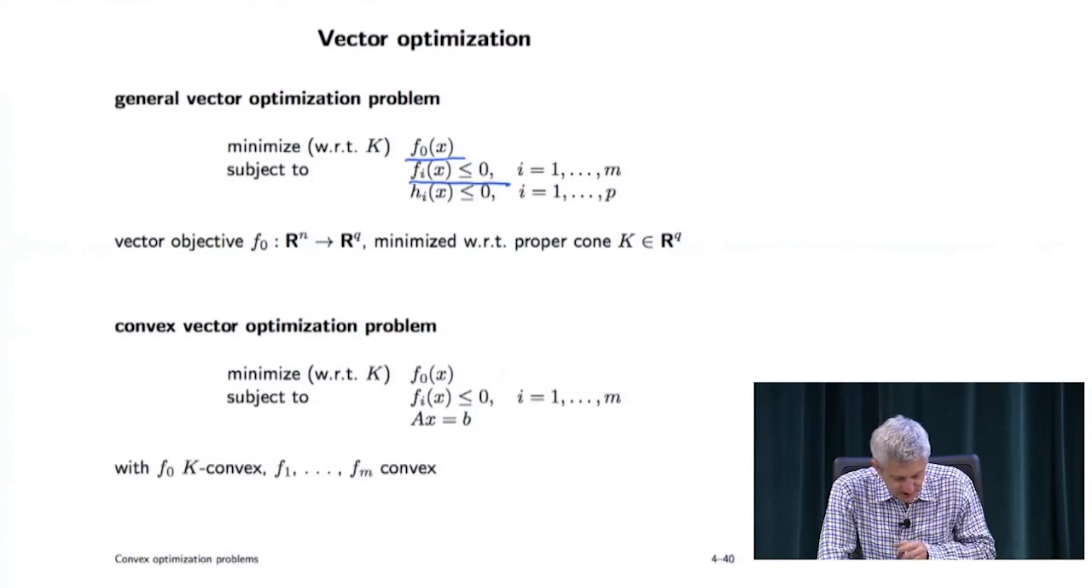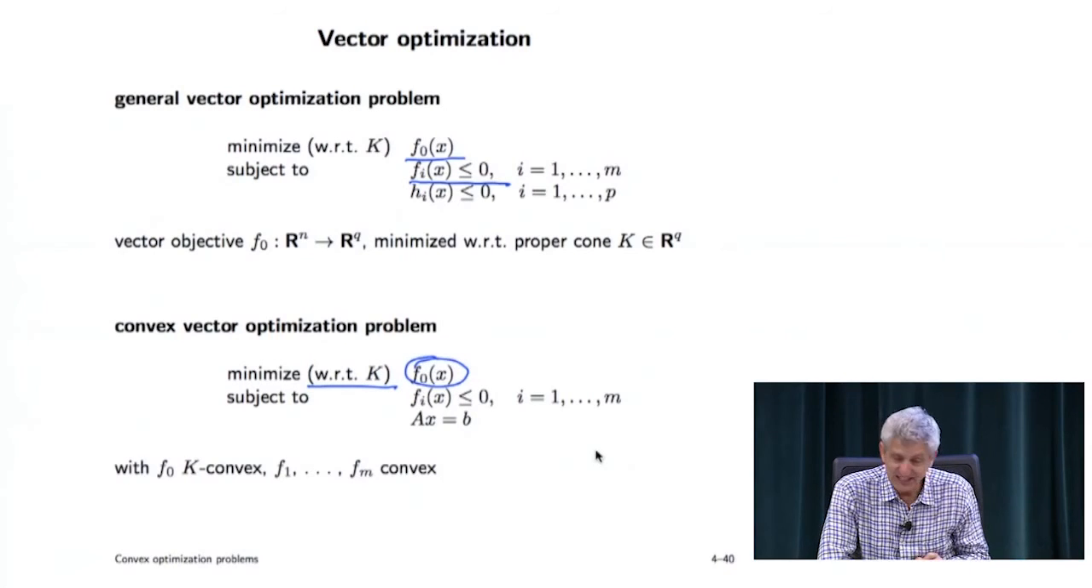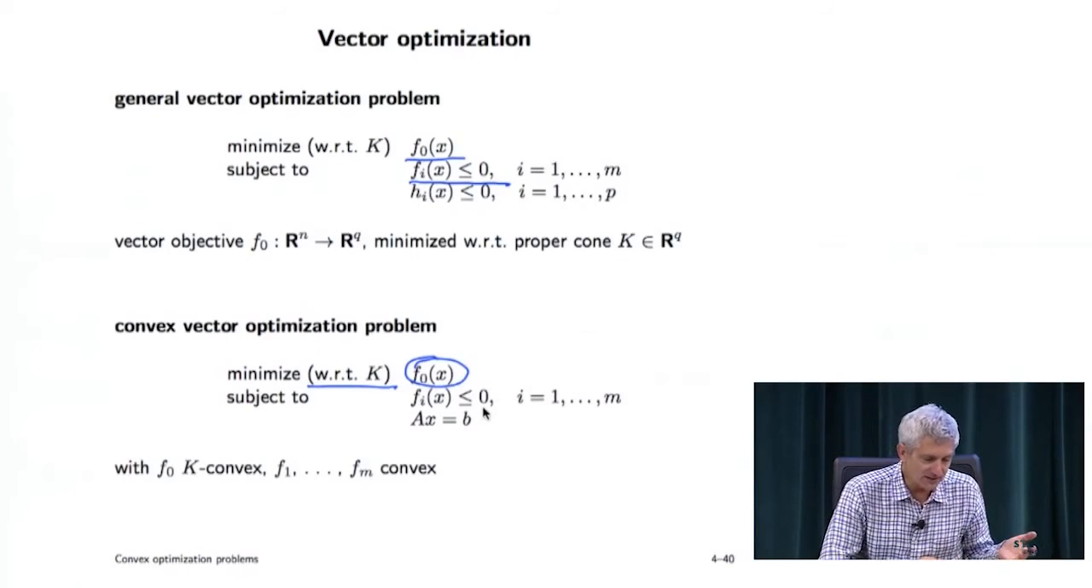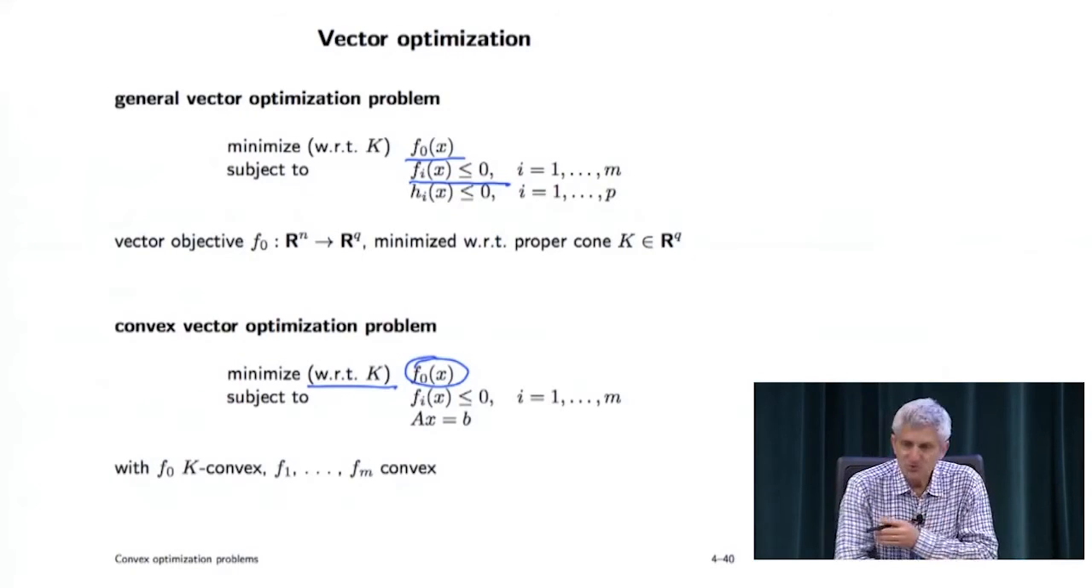So a convex vector optimization problem looks like this. You minimize with respect to a cone an objective that is a vector, right? And we'll leave the inequalities as scalar, and the equality constraints are, of course, just linear, okay? But the real question is, what does this mean?